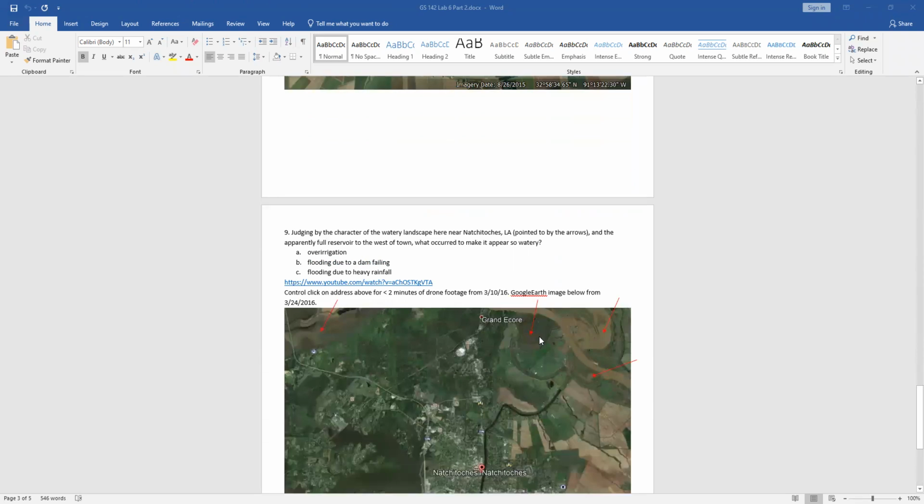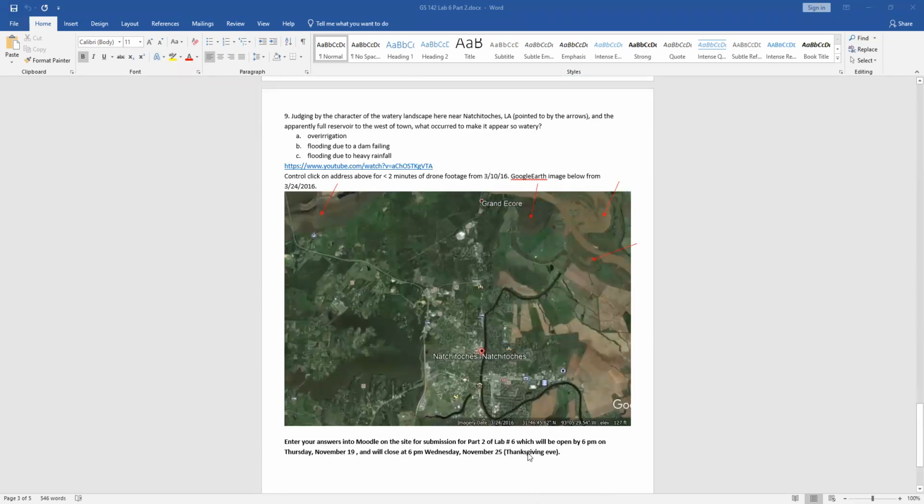And then the last question on here. I think I have to change that date. Judging by the character of the watery landscape here, near Natchitoches, Louisiana. Okay, and I've pointed to the water sitting on the landscape here with these red arrows, and the apparently full reservoir to the west of town. So here's a reservoir west of the town of Natchitoches.